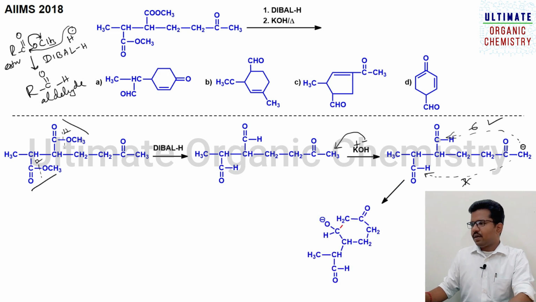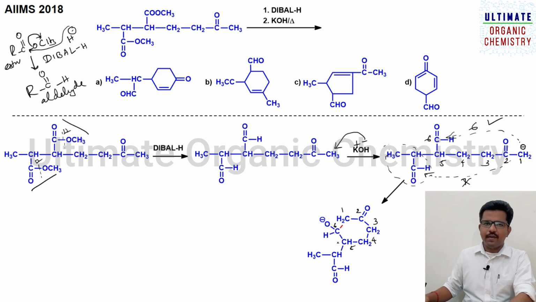Please remember. Once it is forming, I am giving the number here 1, 2, 3, 4, 5, 6 member ring formation, and here I am giving number 1, 2, 3, 4, 5, 6. The first position you have CH2, and the second position you have C double bond O, and third position you have CH2, and fourth position you have CH2, fifth position you have CH, and you have this group that I have mentioned here. So this is how the 6-member ring formation is taking place.